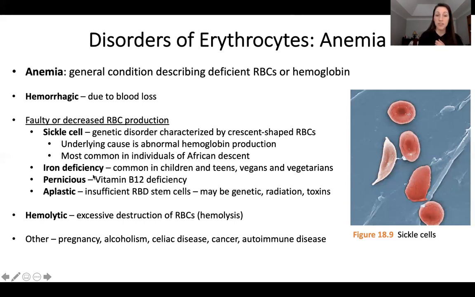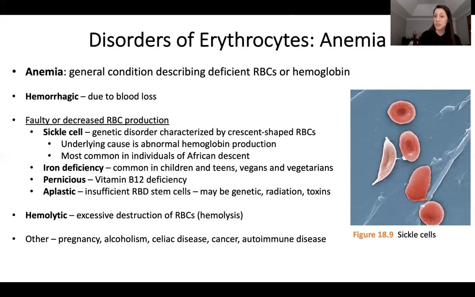You can have iron deficiency anemia, meaning that you just don't have enough iron to produce sufficient hemoglobin. So your hemoglobin levels are low because you don't have the iron that you need. It can be common just due to dietary insufficiency. So you can see it frequently in children and teens. They're growing really quickly and often don't get enough iron in their diet to support all that growth.